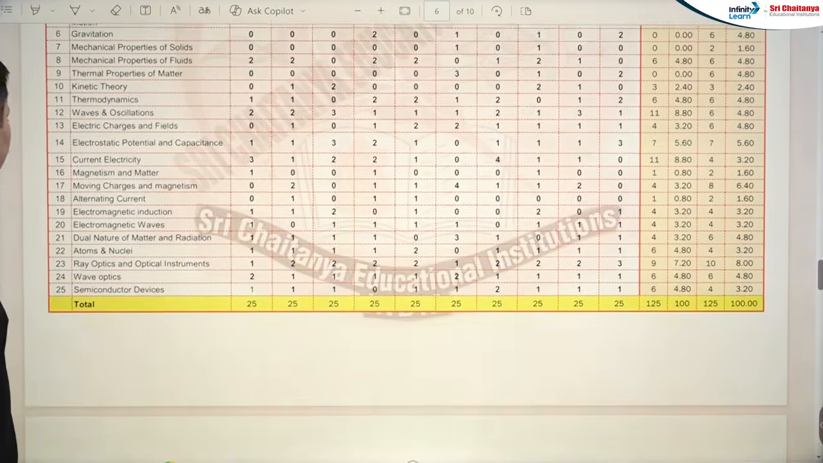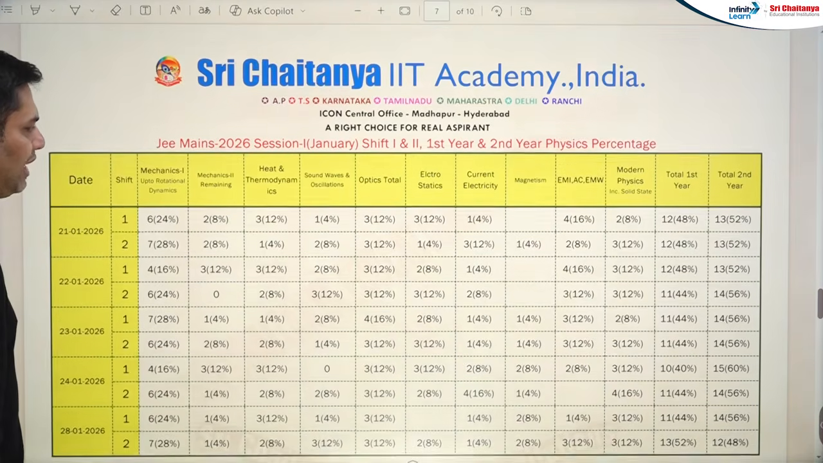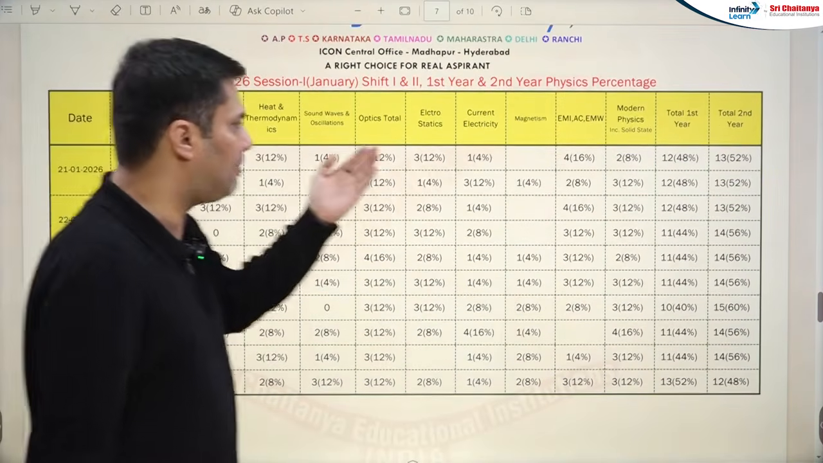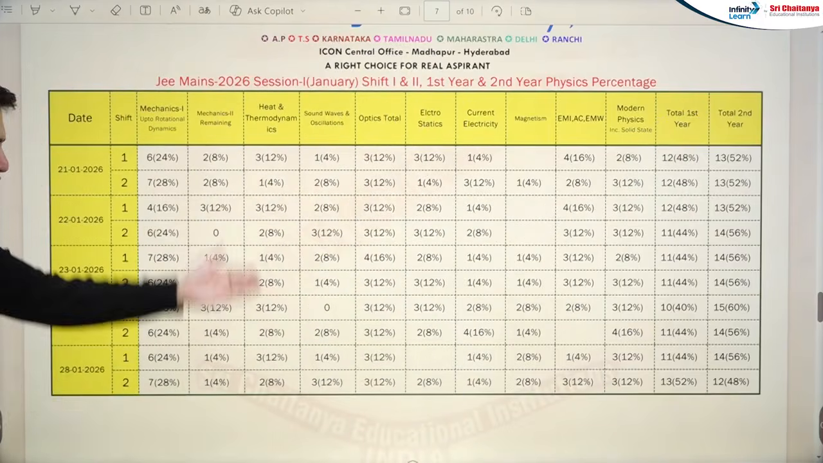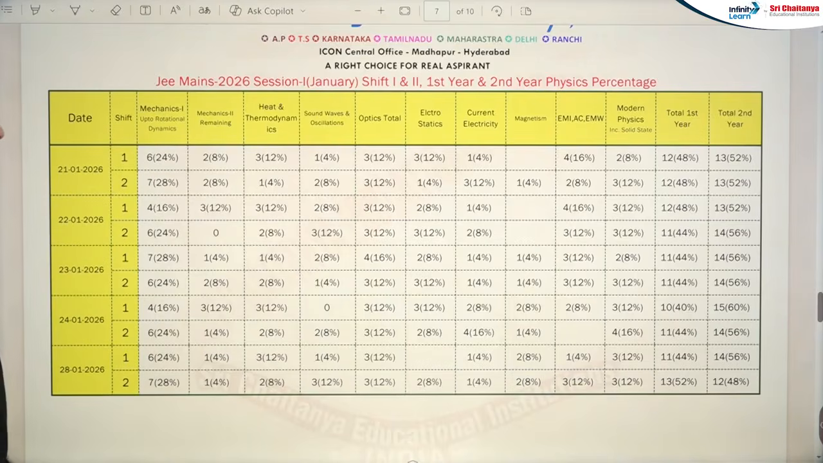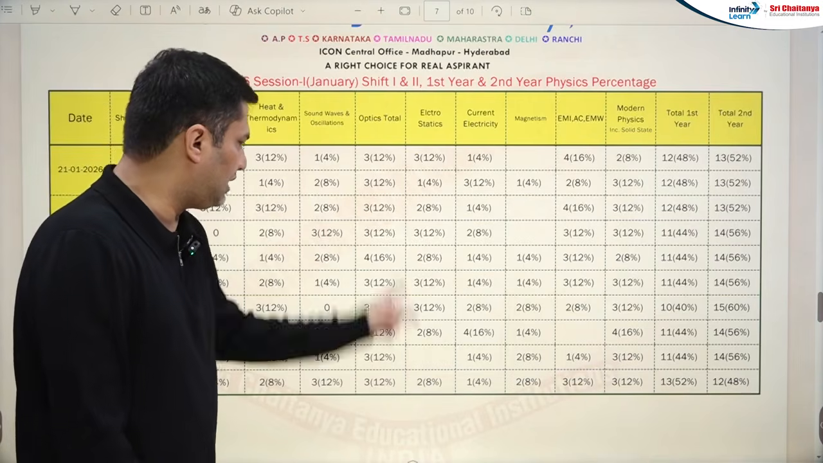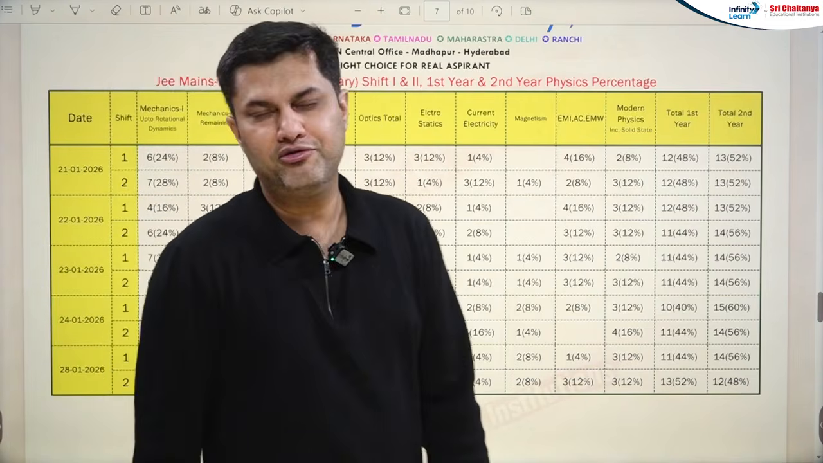If you talk about the weightage department wise: mechanics, heat thermodynamics, sound waves, optics, electrostatics, current electricity, magnetism, EMI, AC, modern, everything. You can see the weightage and the number of questions in each and every shift. Okay. So clearly you can see the mechanics part is being asked, especially the first part of mechanics. Optics is also having a good weightage. Current electricity is also having a good weightage in physics.